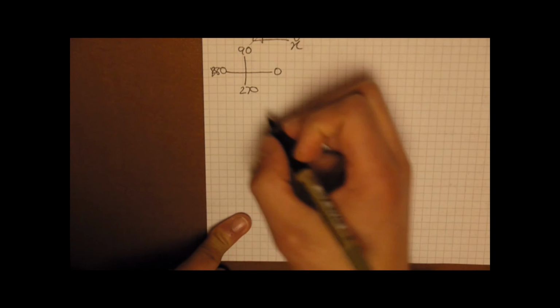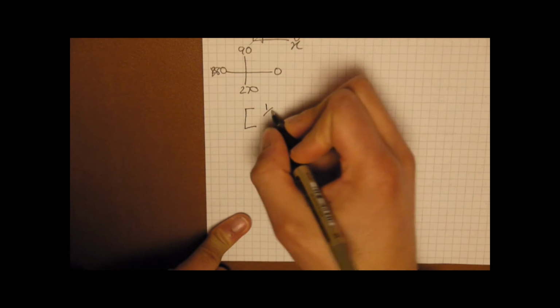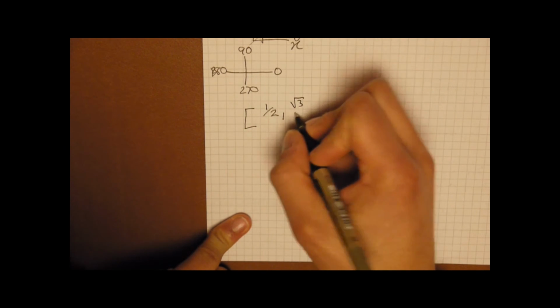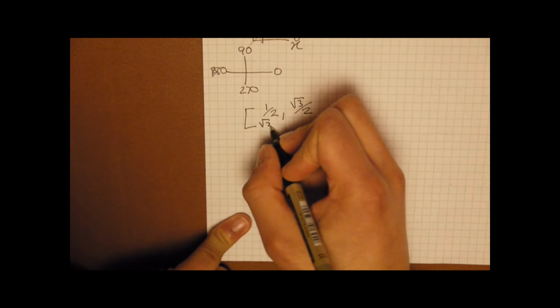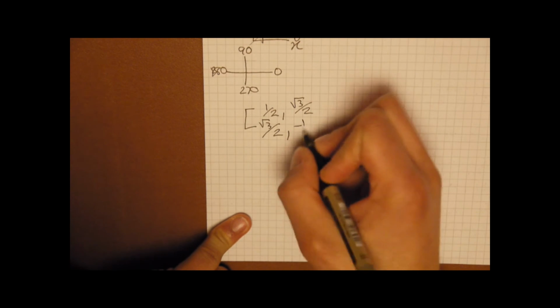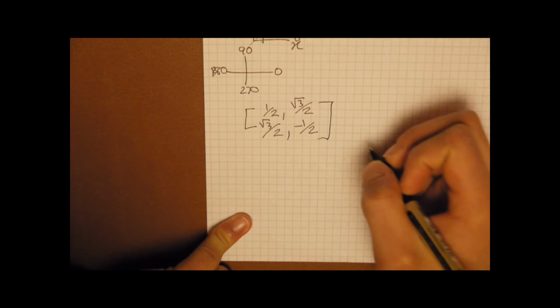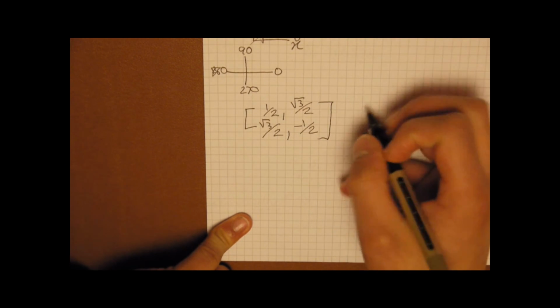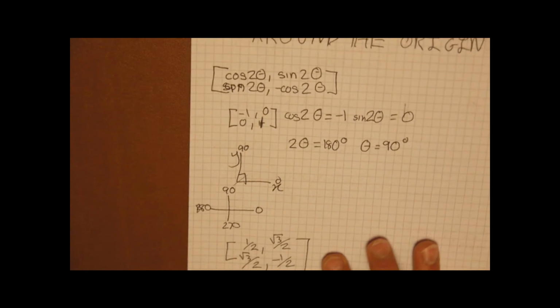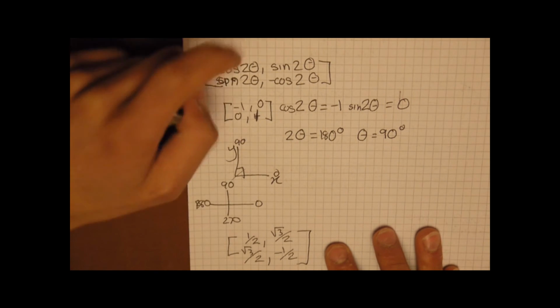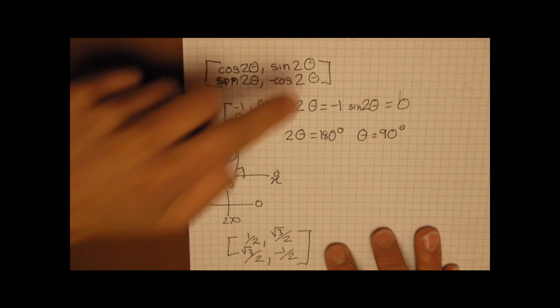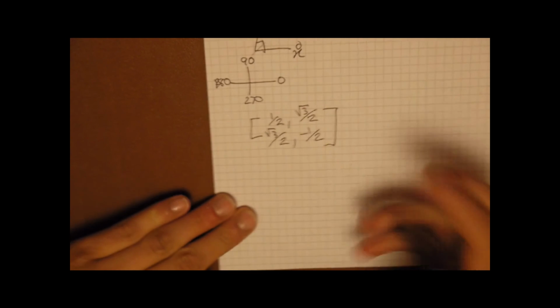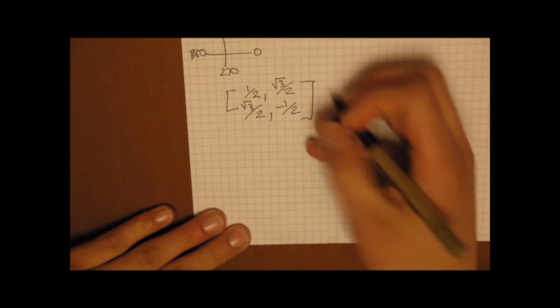So we're going to take another matrix. We're going to take 1/2, root 3 over 2, root 3 over 2 and minus 1/2. As we know from earlier, our reflection matrix is cos 2 theta, sin 2 theta, sin 2 theta, minus cos 2 theta. But I'll write that down here again for reference.